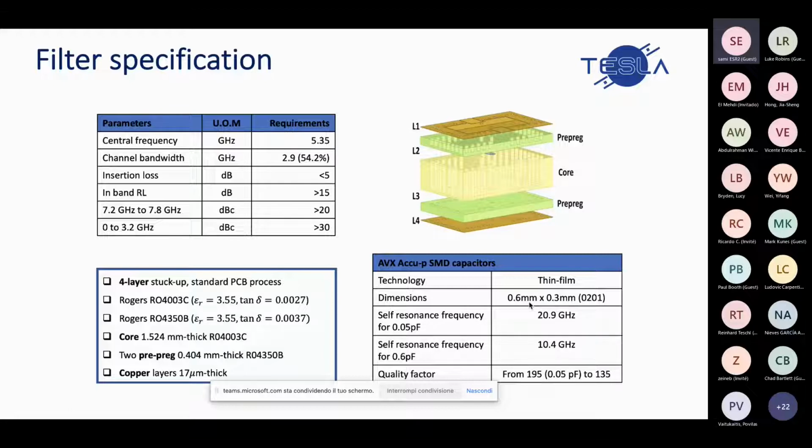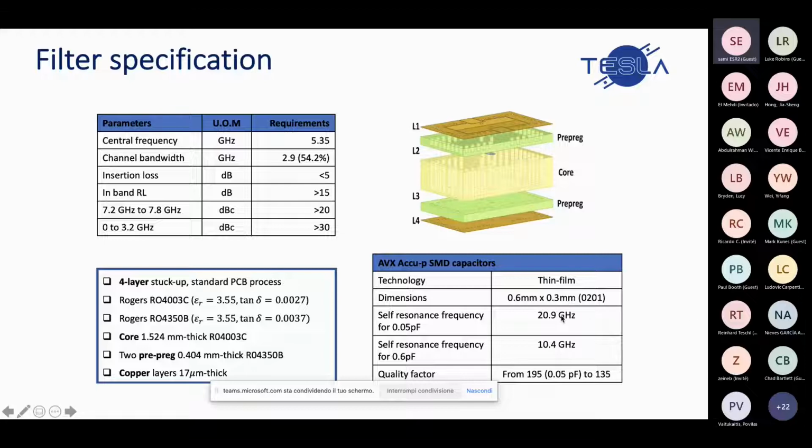It has been implemented in a 4-layer PCB stack-up with a core in Rogers and 2 prepreg layers also in Rogers. Both internal and external conductor copper layers have a thickness of 17 micrometers, and the total dimension of the structure is 7 millimeters by 7 millimeters. The capacitors used were from AQP, and the performance is summarized here in the table.